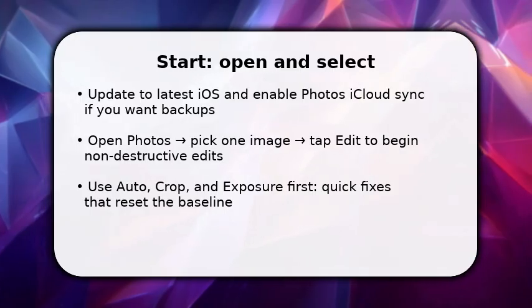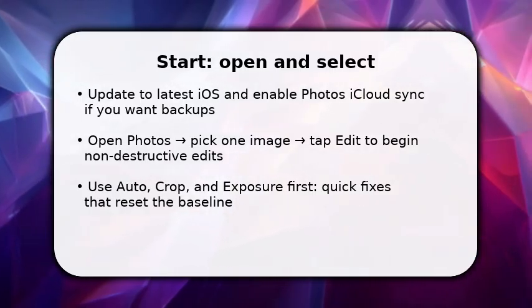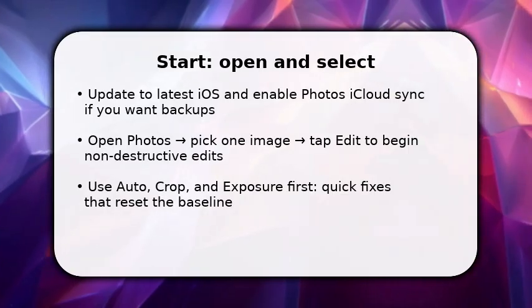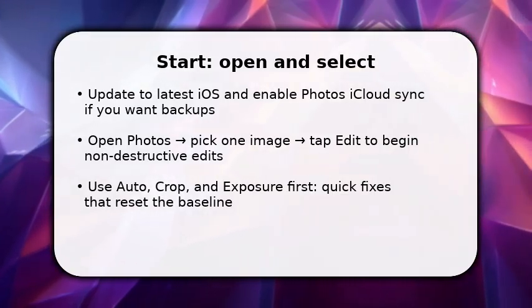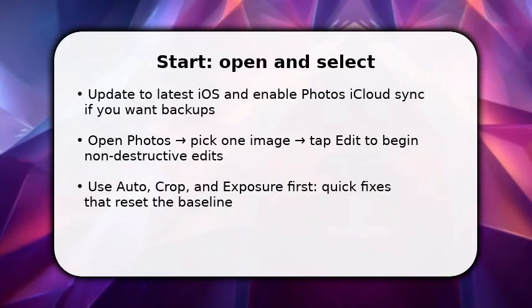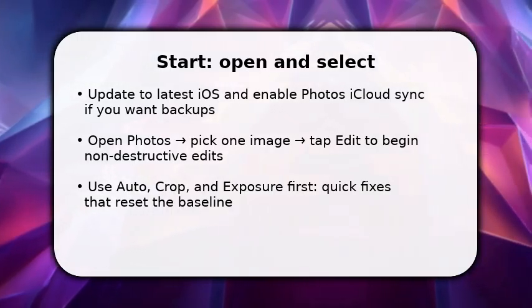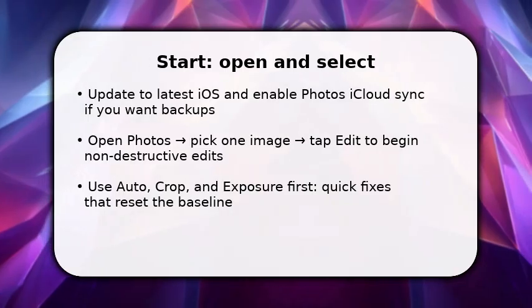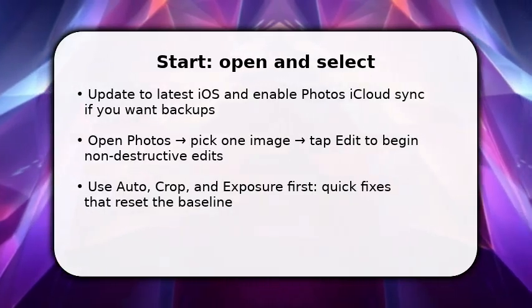First, use Auto to get a balanced exposure, then tap Crop to straighten and frame. These quick fixes establish a clean baseline. Once done, adjust exposure and highlights to recover detail. These early steps make later color and local edits more predictable and faster.